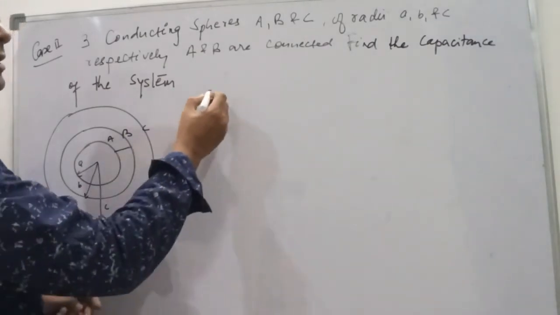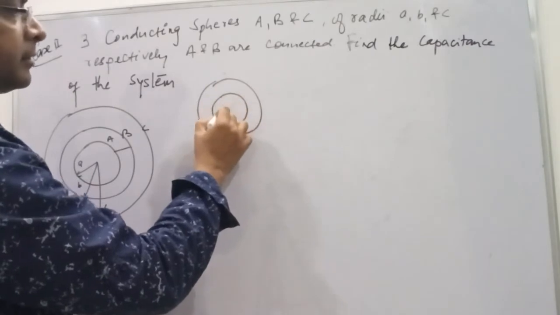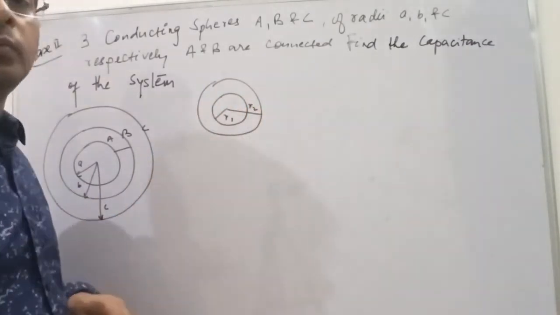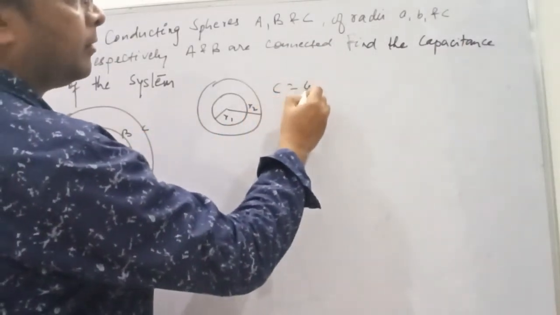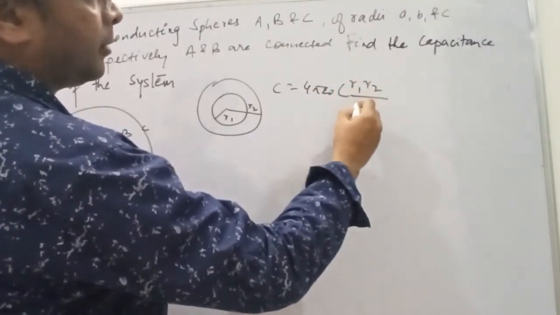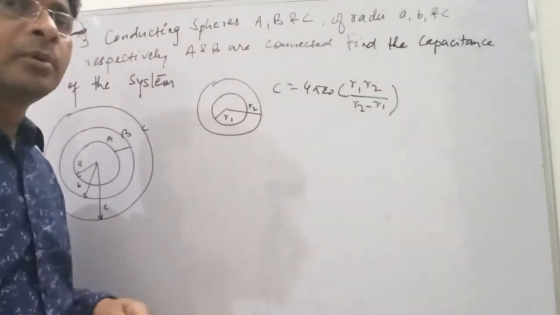In general, if you have any capacitor system with a sphere of radius R1 and another sphere of radius R2, and we are asked to find the capacitance of the system, we simply write 4 pi epsilon naught R1 R2 upon R2 minus R1. This is the basic general formula.